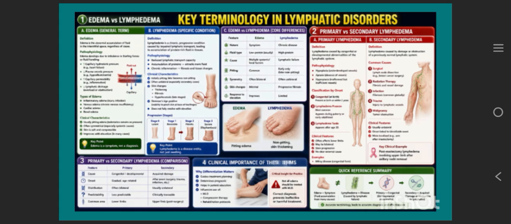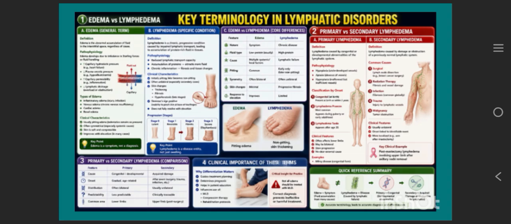So primary lymphedema, what is the definition of primary lymphedema? Lymphedema caused by congenital or developmental abnormalities of the lymphatic system is known as primary lymphedema. What is the pathophysiology of primary lymphedema? Firstly, hypoplasia. Secondly, aplasia. Third is hyperplasia.